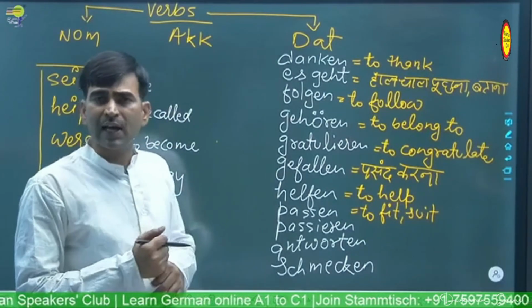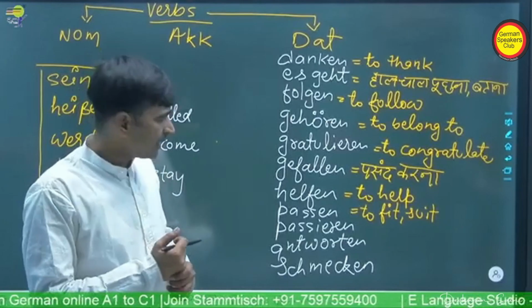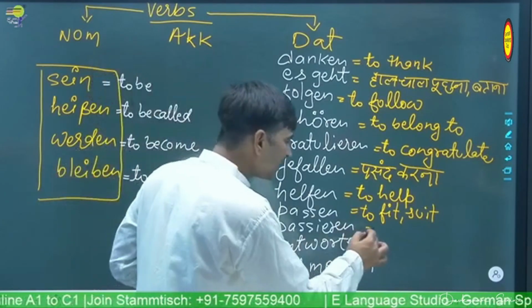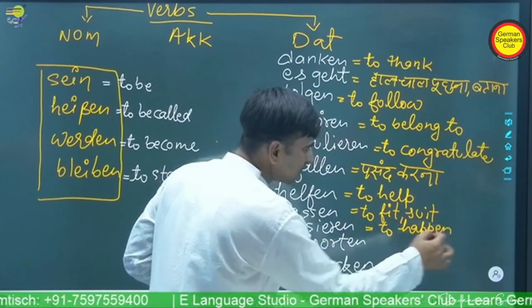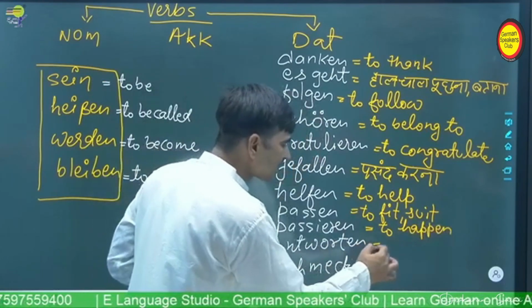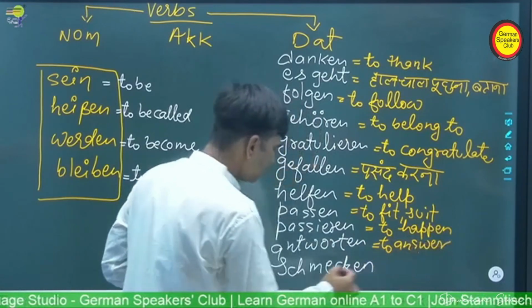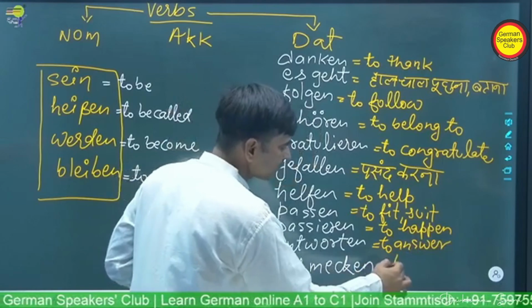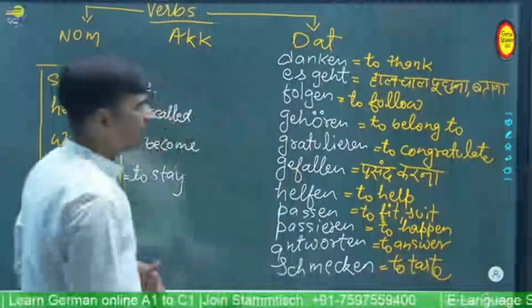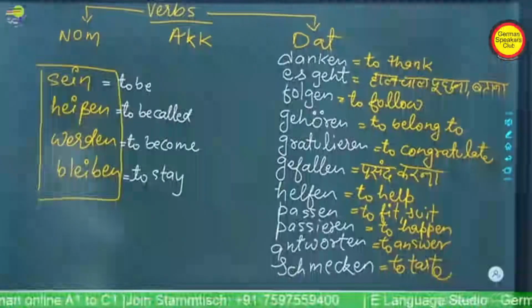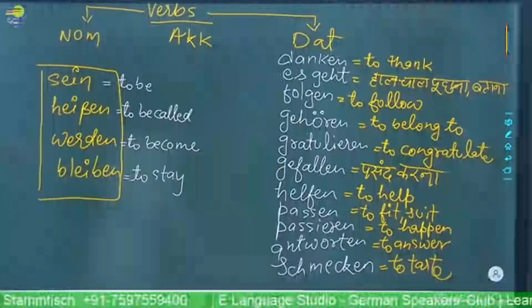And next is helfen, which means to help. Passen means to fit or to suit. It fits me. This time suits me. This dress suits me. It suits me. It fits me. In this way you can use passen. Passieren is to happen. Schmecken is to taste. Antworten is to answer. It tastes good. It tastes not so good. Schmecken is to taste.